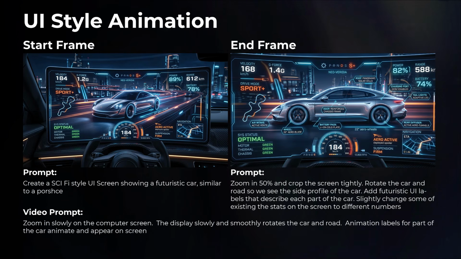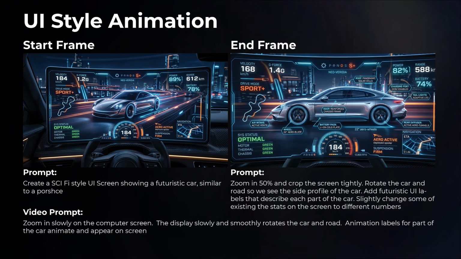Now this all extends to UI style animation as well, where you can have a UI image and then you can ask to edit the angle, and you can change and add labels to each part of the car, and it can source these for you. And that way you're going from one image to the next, you get a nice little zoom, a nice bit of change, and then in the video prompt, you simply describe that again.